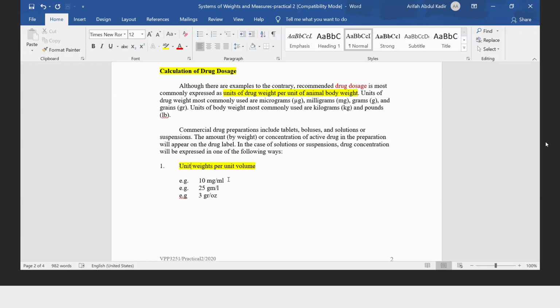Do you get me? Yes. So it's the same thing here. Each liter from the bottle contains 25 gram of the drug. Okay. So same thing. This is in grain and ounce. Okay. So far so good.